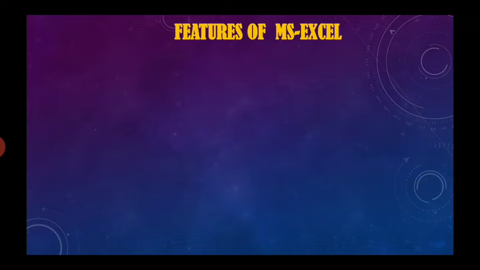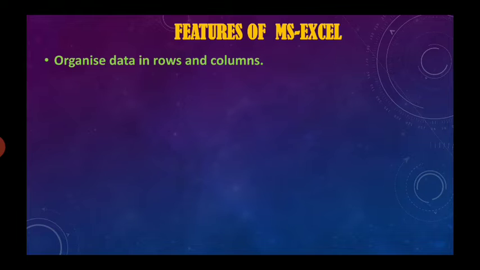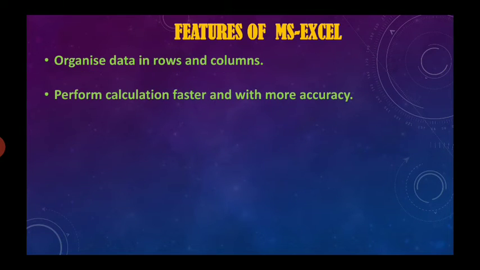Features of MS Excel. Number one is organized data in rows and columns. Whatever data we enter is organized in the form of rows and columns. Number two, perform calculations faster with more accuracy, 100% accurate. If your input is correct, you will definitely get the output correct. There will be no mistake.